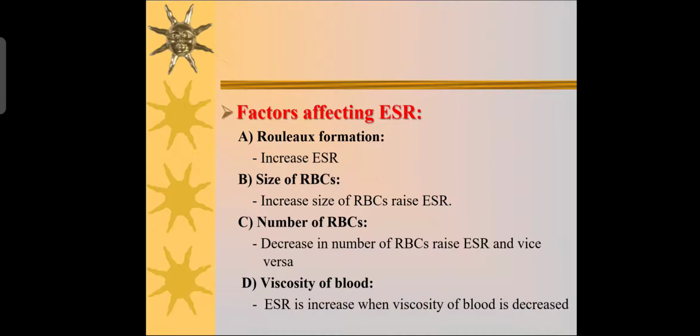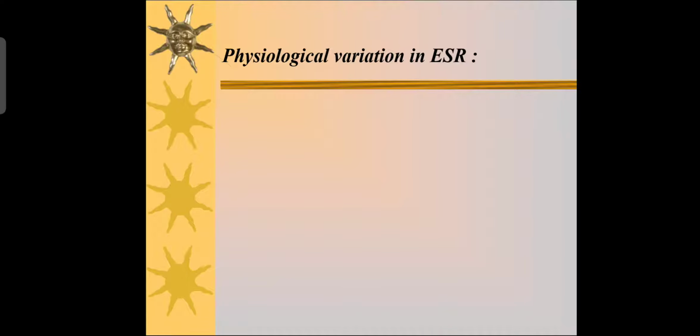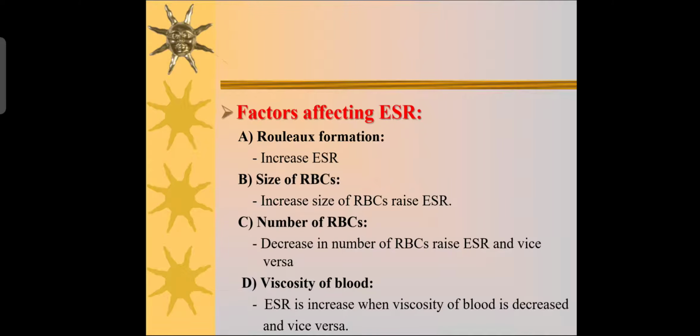Viscosity: if viscosity of blood is decreased, then ESR is increased. In anemia, viscosity is less, so ESR increases. Okay, so these are the factors: Rouleaux formation, size of RBC, number of RBC, and viscosity of blood that affect the ESR.